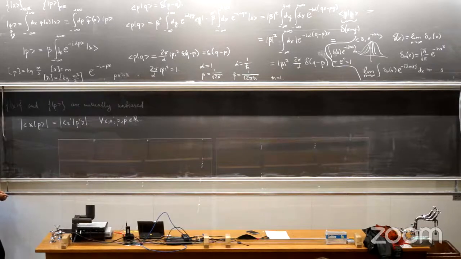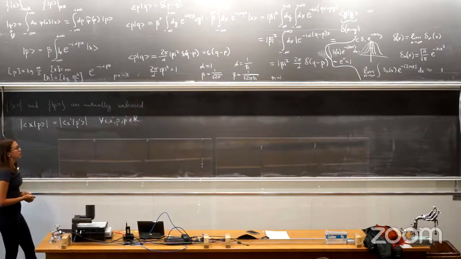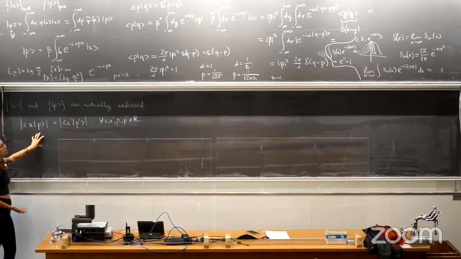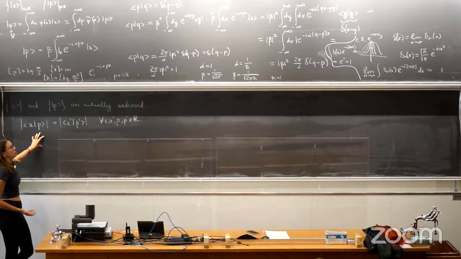And this is also one of the ways actually to define the position momentum basis. So you can just say, oh, these are two bases which are mutually unbiased. And from this, you can, in principle, arrive to the fact that they're connected by a Fourier transform.